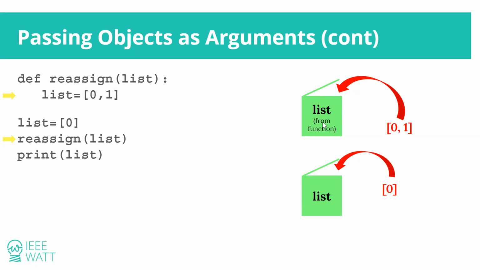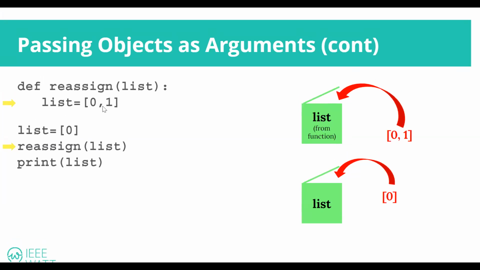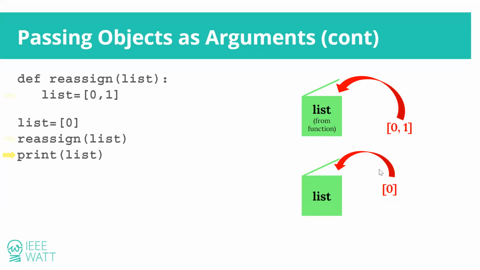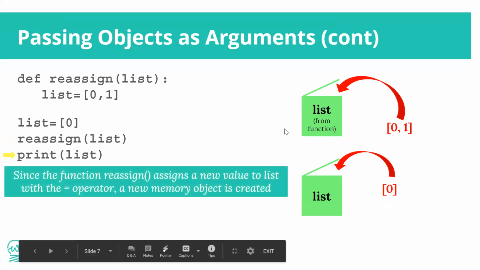Is it because the change is occurring locally within the reassign function, so the change wouldn't hold outside? Yeah, the change is holding locally within the reassign function. So if we tried to print it here, it would print 0, 1. But when we print here outside of the function, we haven't actually modified the original object by passing it to this function. So we actually would see that this prints just the 0.